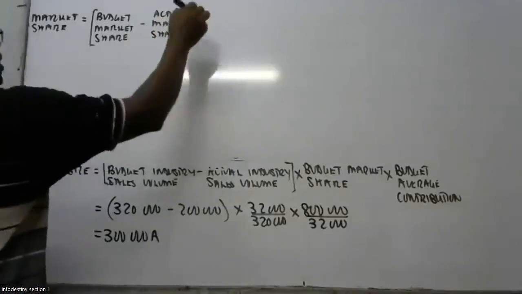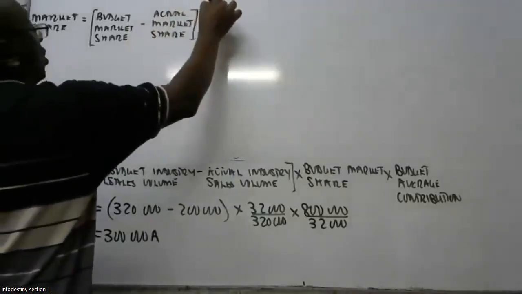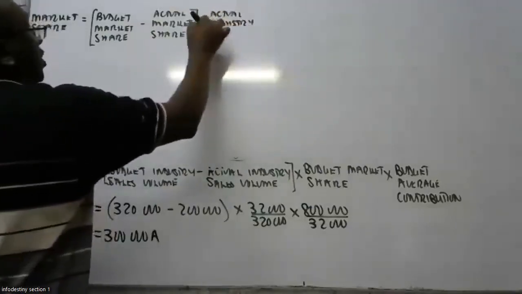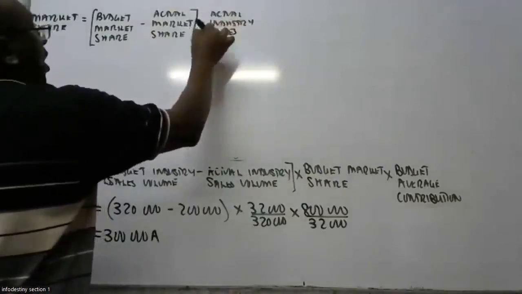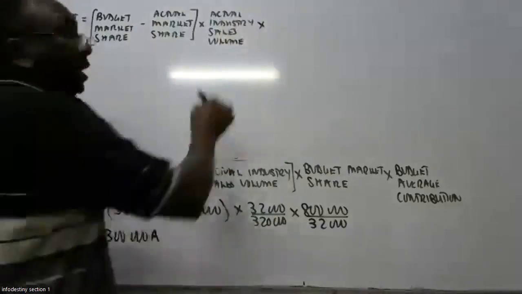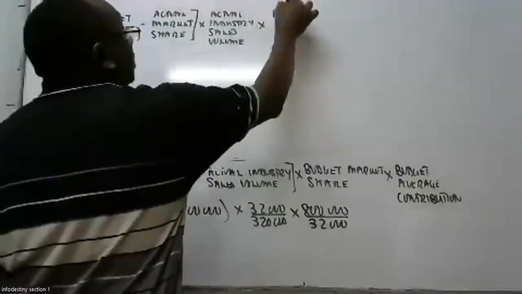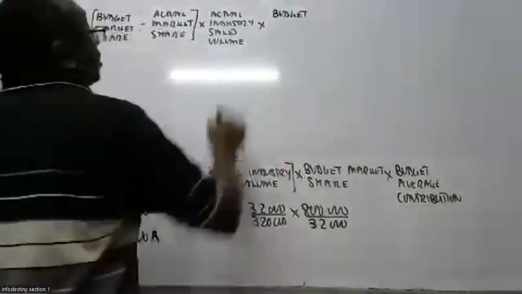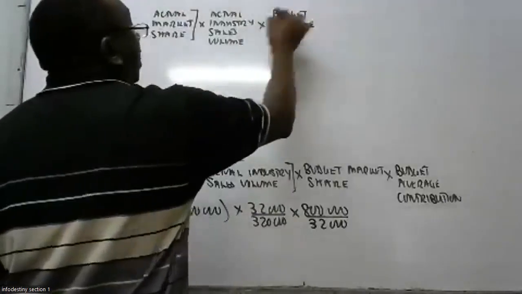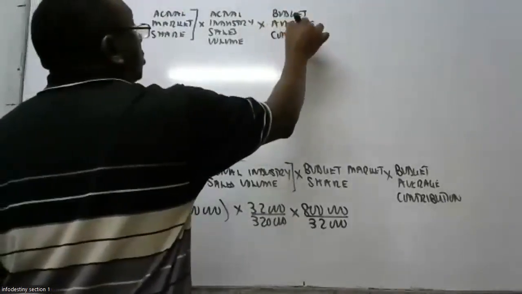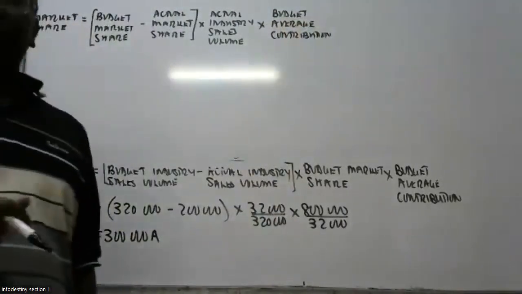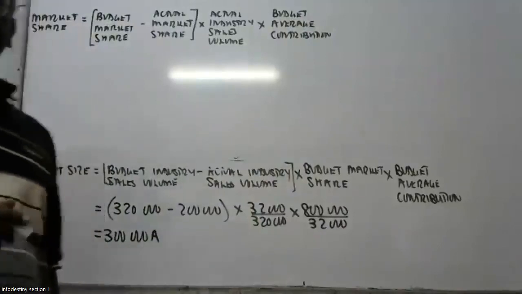Now this one you multiply by actual industry sales volume, and you multiply by budget average contribution.